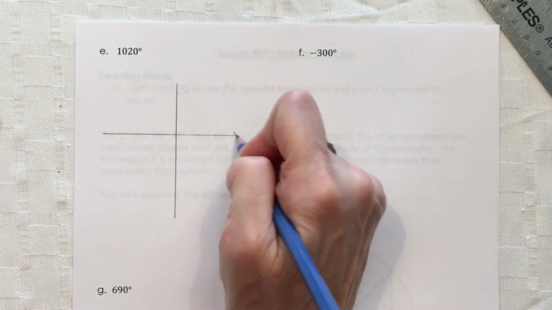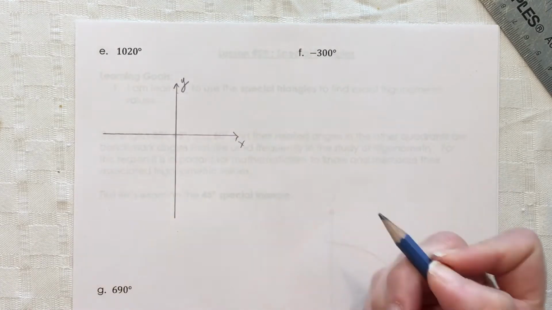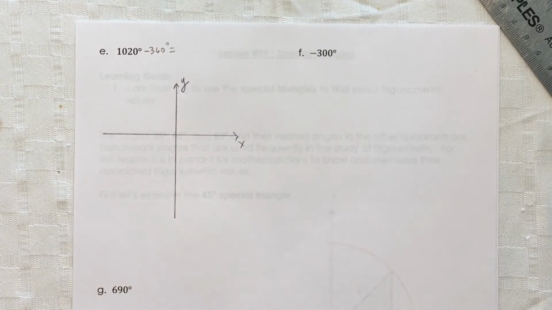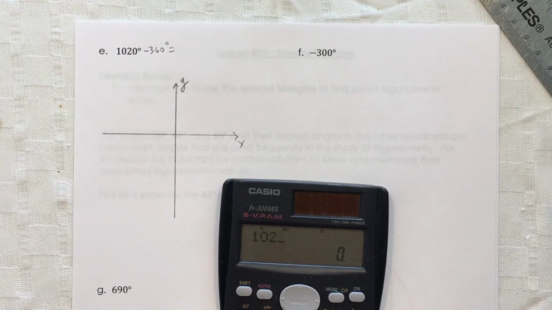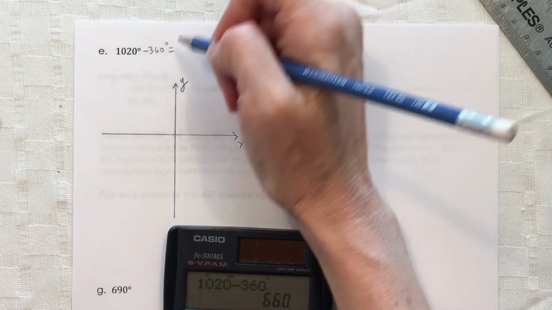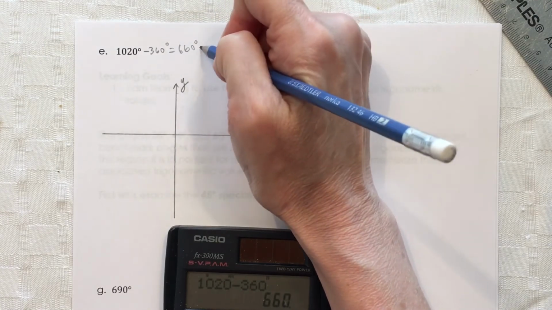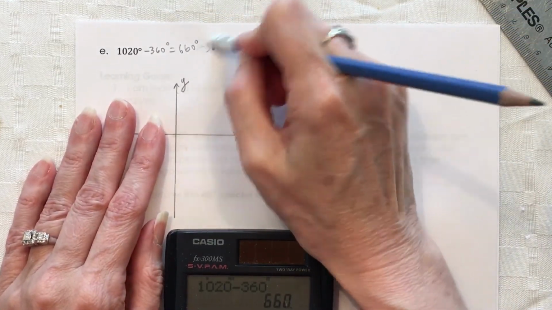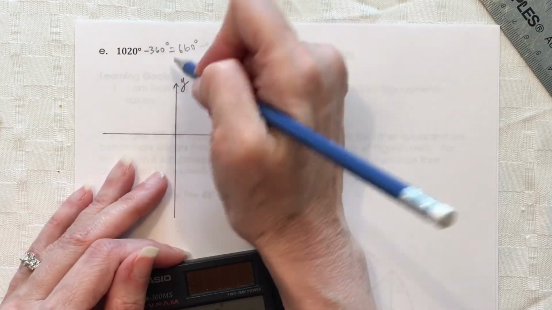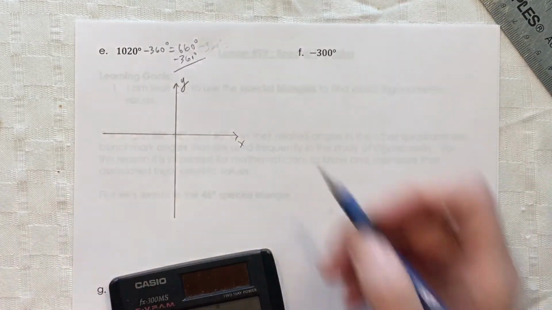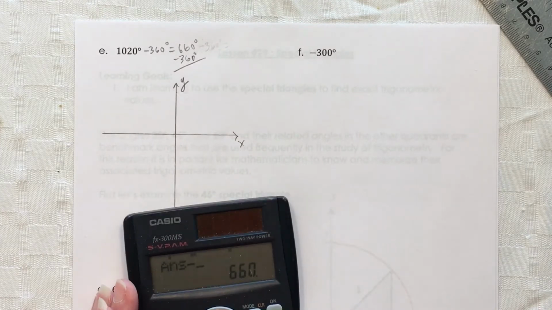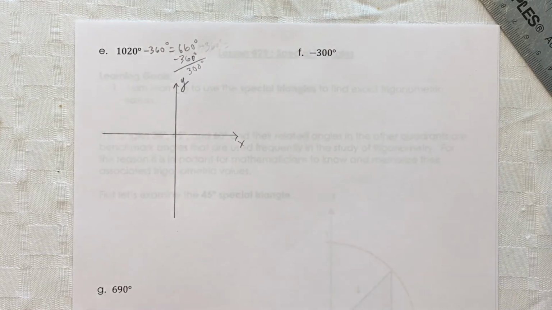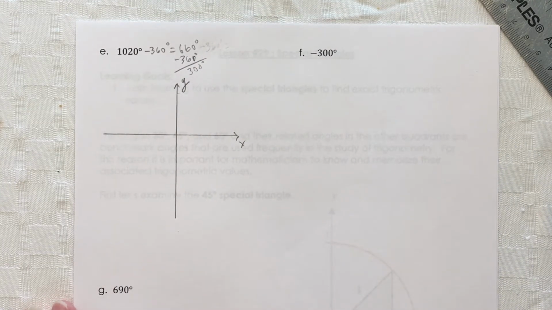So we've got our x and y axis. And we know that one time around is 360, so I'm going to subtract 360. 1020 minus 360 is 660. So I'm still not between 0 and 360, so I'm going to subtract 360 again. Minus 360 again. That gives 300. So now we've figured out the terminal arm should be drawn at 300 degrees.